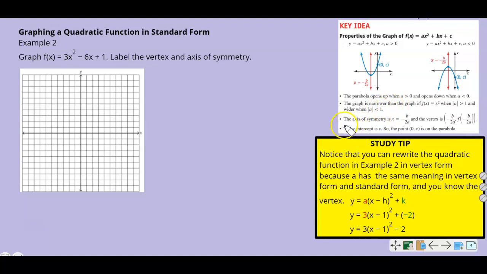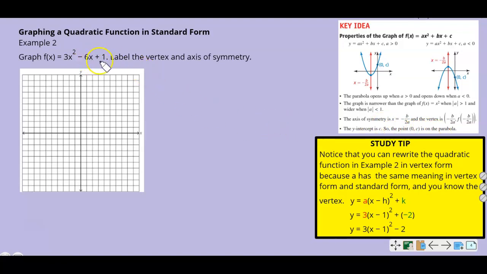Okay, so we did transformations in the first section, so this is just talking about that a little bit as well. The axis of symmetry is x equals -b over 2a, and the vertex's x-coordinate is -b over 2a. Once you plug this value in and solve for y, that would be your vertex. So this is how you get your x and y. The y-intercept is c. Whatever this constant value is, that's your y-intercept, so the point (0, c) is on the parabola.